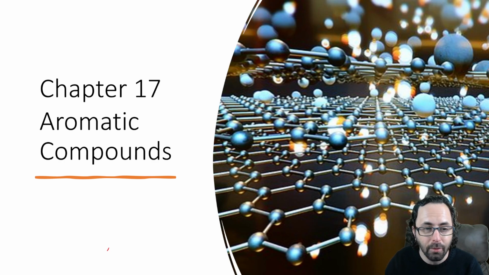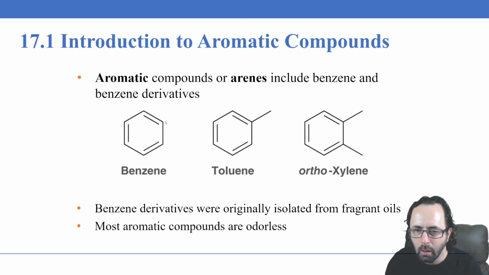What you see in the background behind me is a picture of graphene, which is graphite, which is aromatic rings of carbon stacked on top of each other. So this is like your pencil lead here. So aromatic compounds, their name derives from the fact that they were originally isolated from fragrant oils, but it's kind of an anachronistic name now.